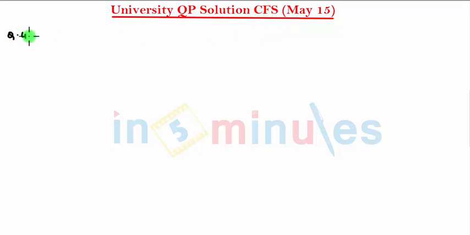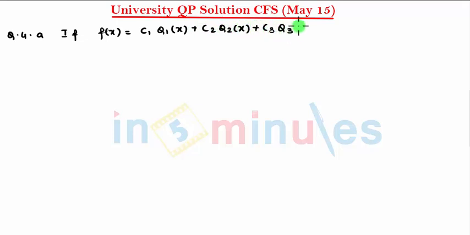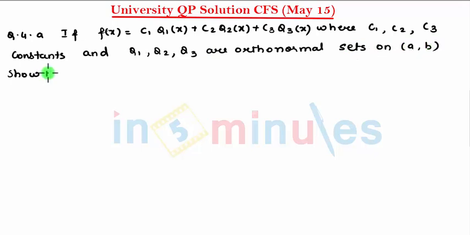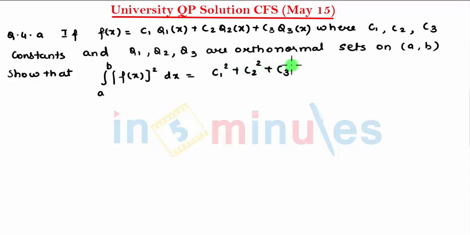So question number 4a. If f of x is equal to c1 q1 of x plus c2 q2 of x plus c3 q3 of x, where c1, c2, c3 are constants and q1, q2, q3 are orthonormal sets on [a, b], show that the integration from a to b of f of x the whole square dx is c1 square plus c2 square plus c3 square. So let's solve this.